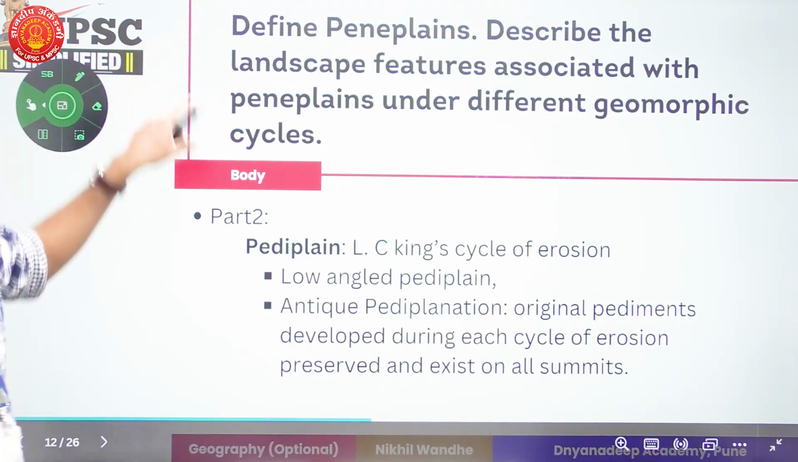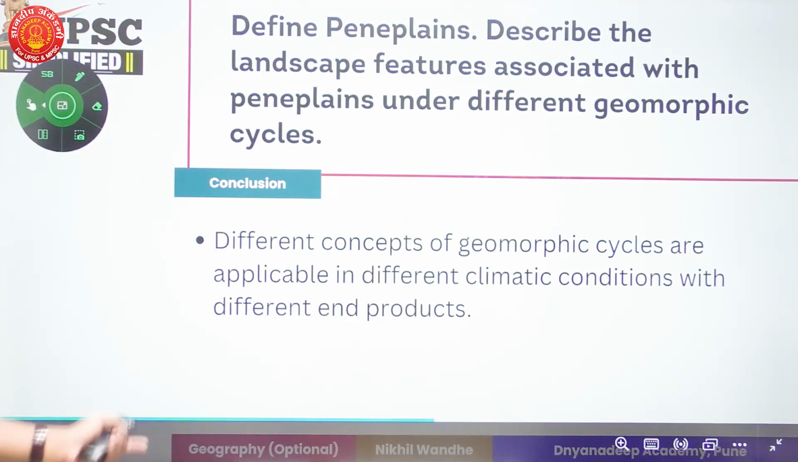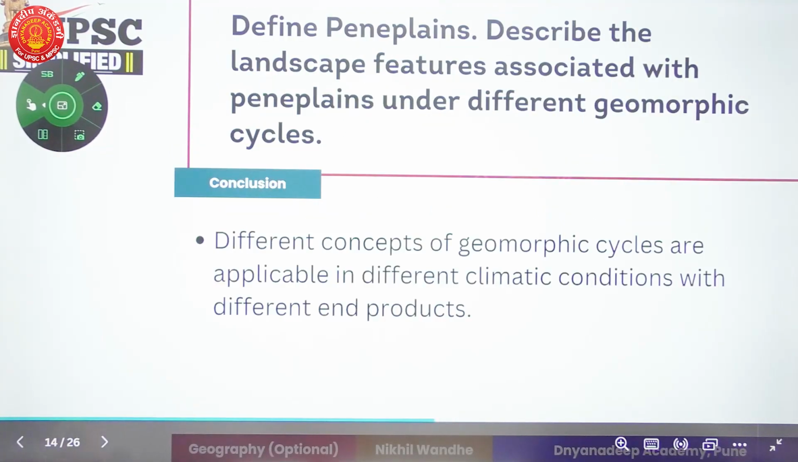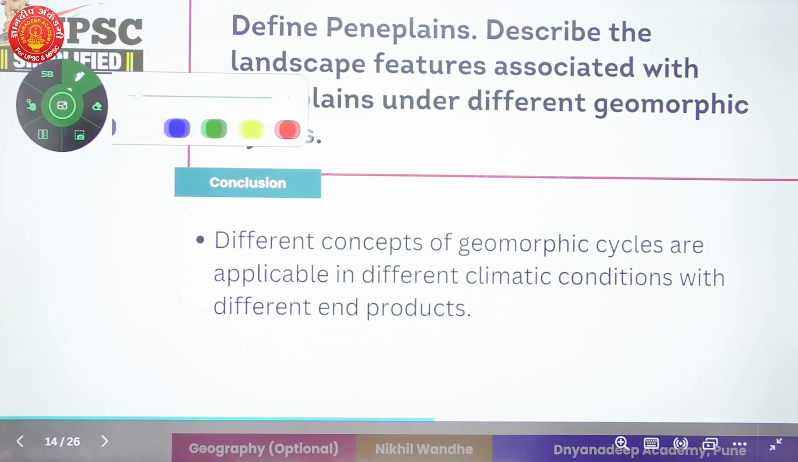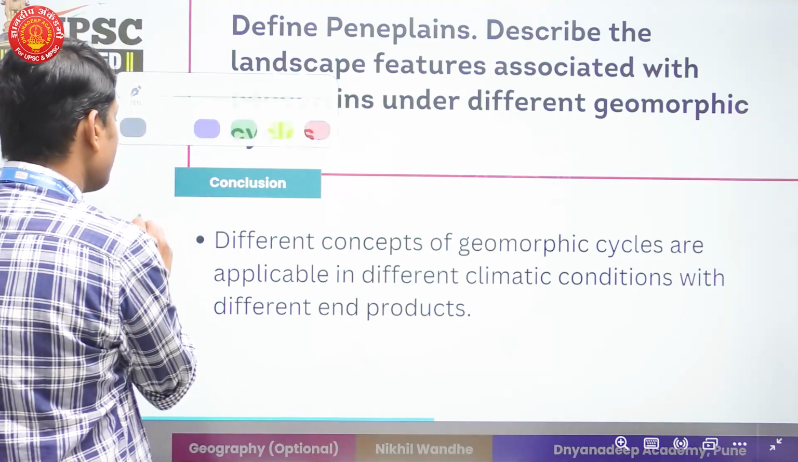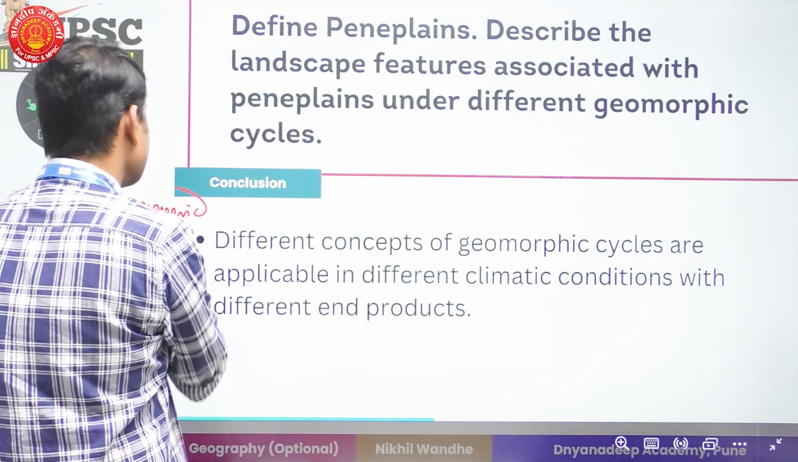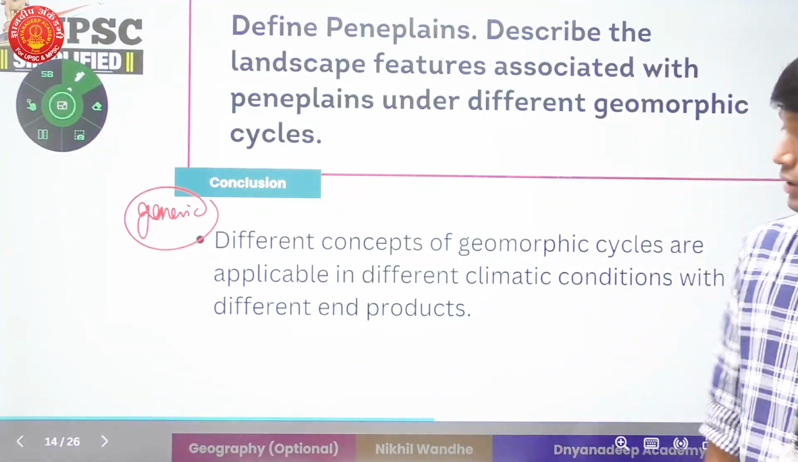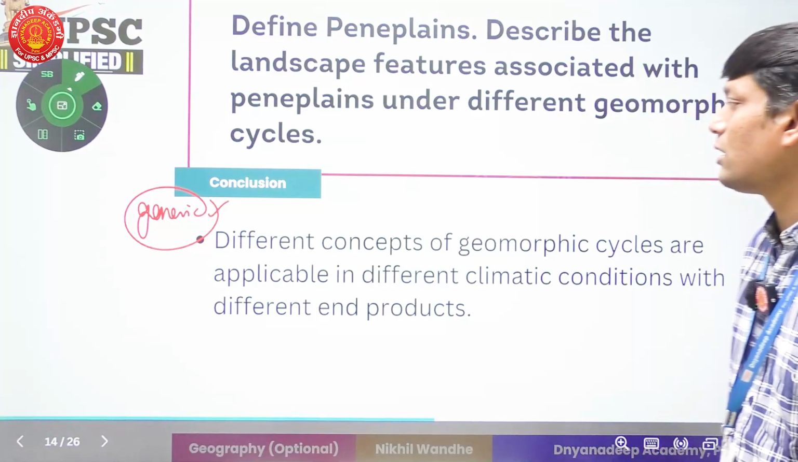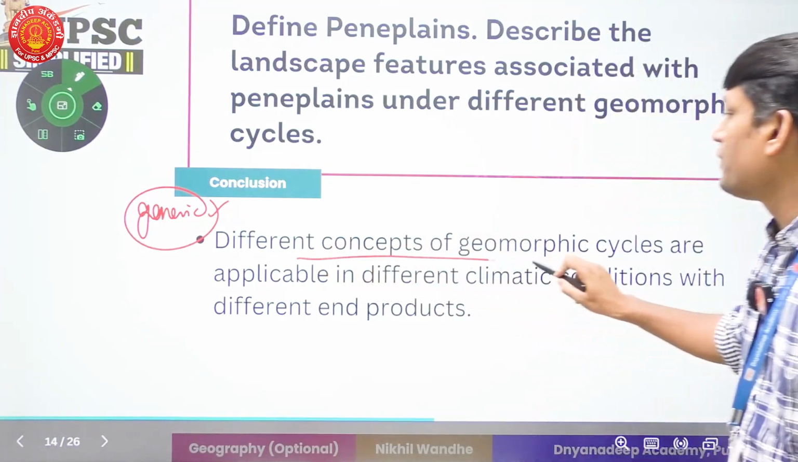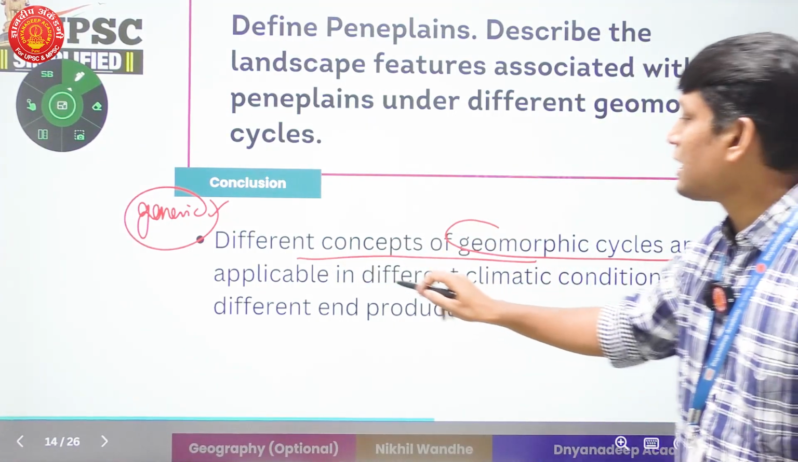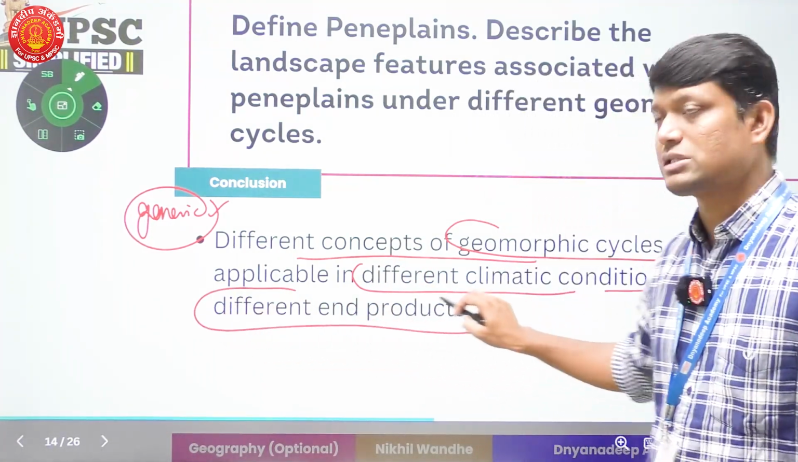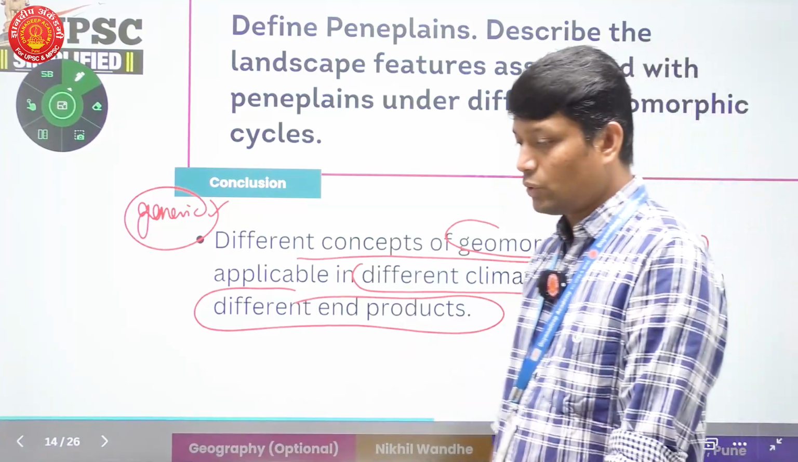So that is how you are supposed to approach this particular question. You are supposed to draw whatever diagrams are available, and finally we have to arrive at a conclusion. And in conclusion, I have given some generic type of conclusion, because sometimes in geography you will not have something very great to conclude with, and that is why I am going for a typical generic conclusion in which I am talking about how different concepts of geomorphic cycles are applicable in different climatic conditions with different end products. Fine. So that was all about this particular question.